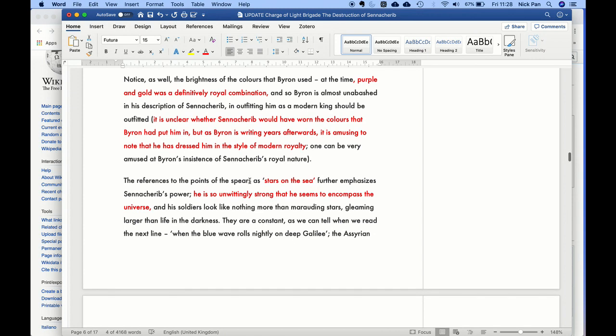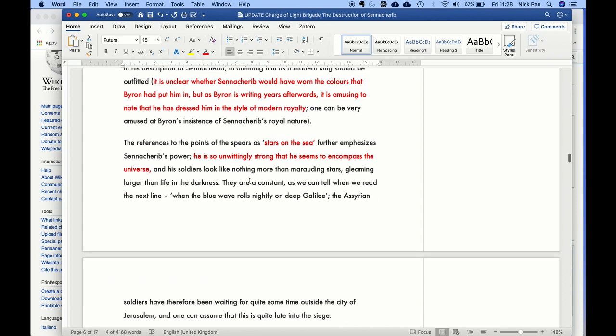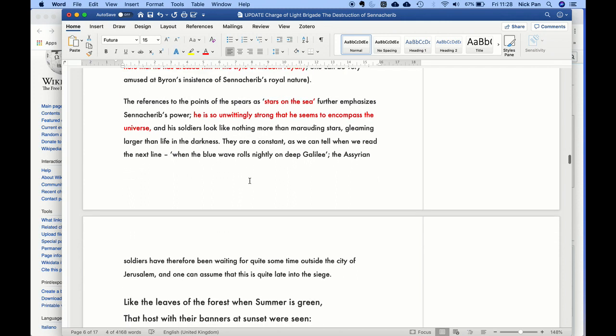But he's thinking about it in terms of the royalty of the modern periods, the 18th and 19th centuries. So it's a slightly amusing, anachronistic image, definitely. And the references to the points of the spears and the stars on the sea further emphasize Sennacherib's power. He is so unwittingly strong that he seems to encompass the universe. He becomes like a force of nature, in a way. You could say it that way.